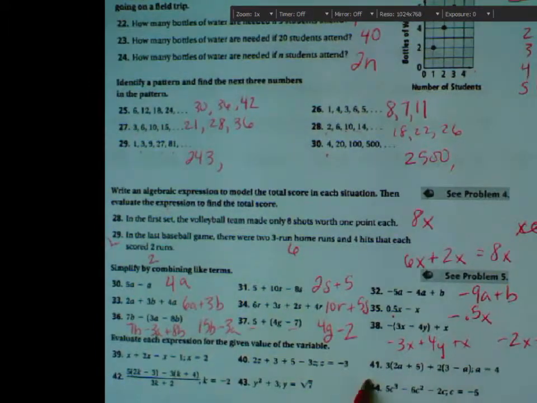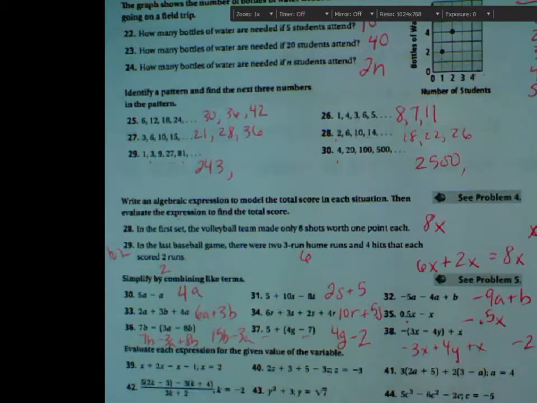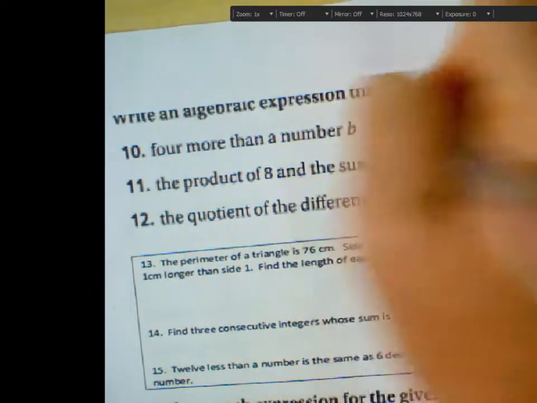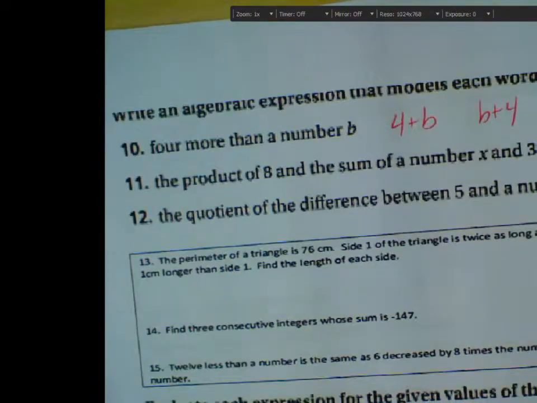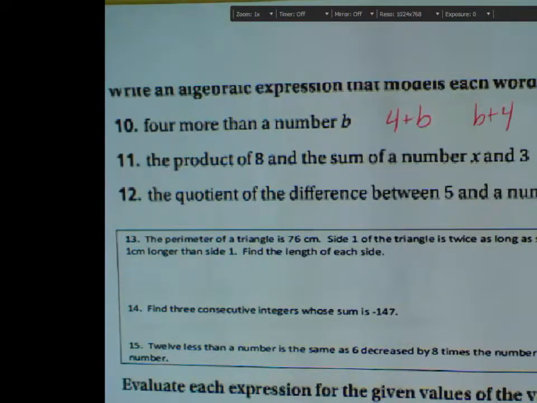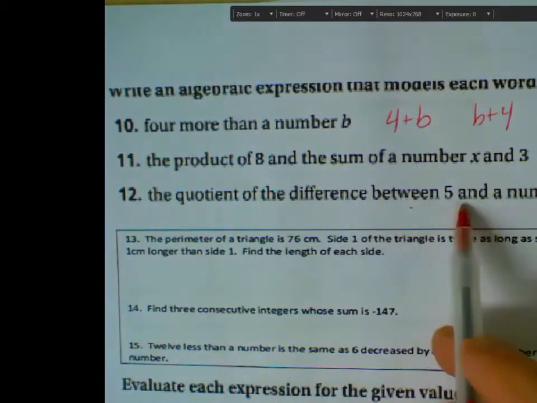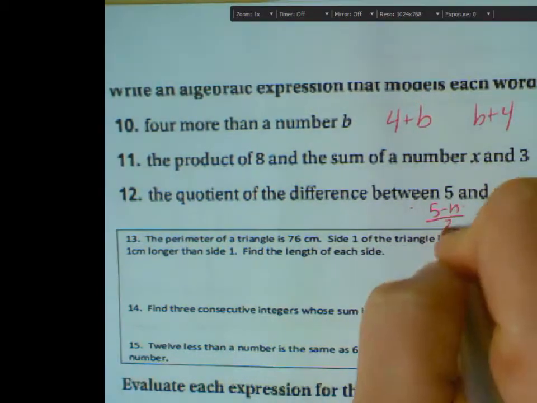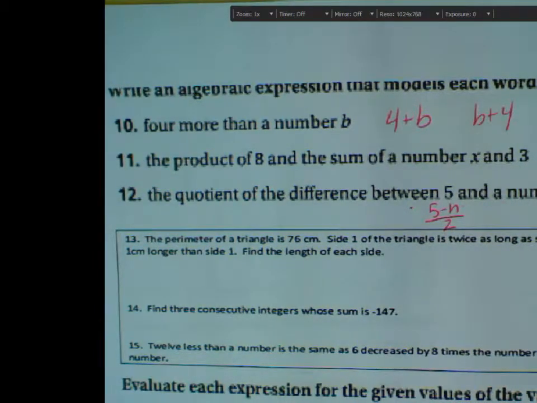We talked about how to do these. You store the number in the calculator and get your answers. I'm not going to go through those. Alright, 4 more than b: 4 plus b or b plus 4, equally as good. The product of 8 and the sum of a number and 3 looks like that. The quotient of the difference between 5 and a number n, so 5 minus n, and 2: 5 minus n over 2.